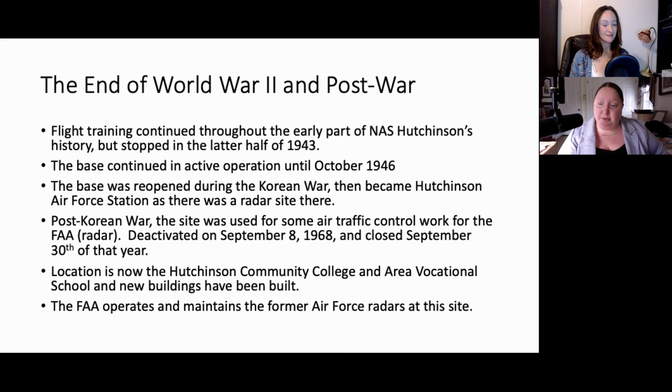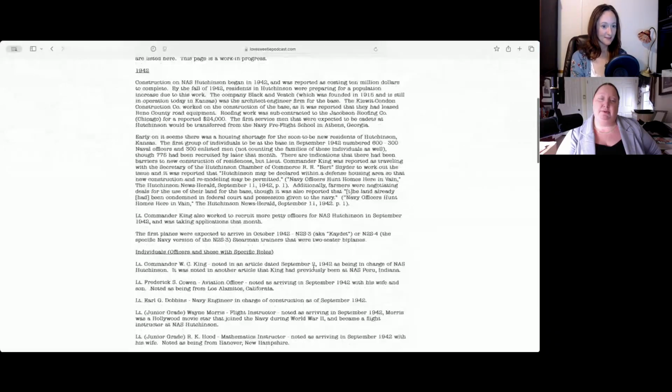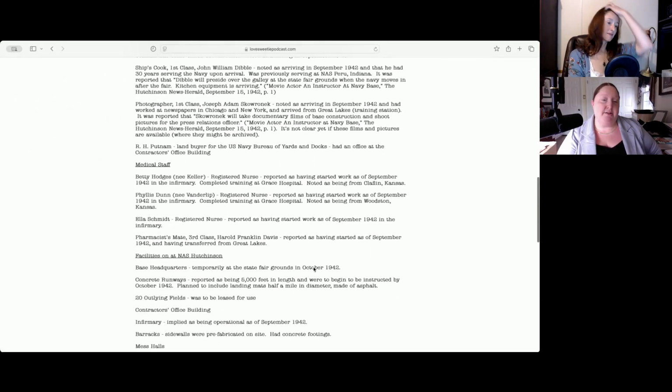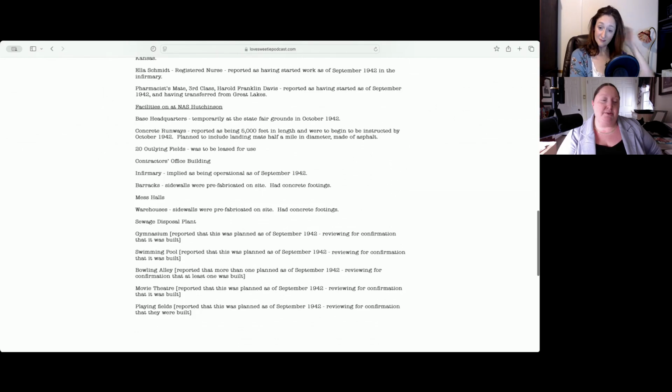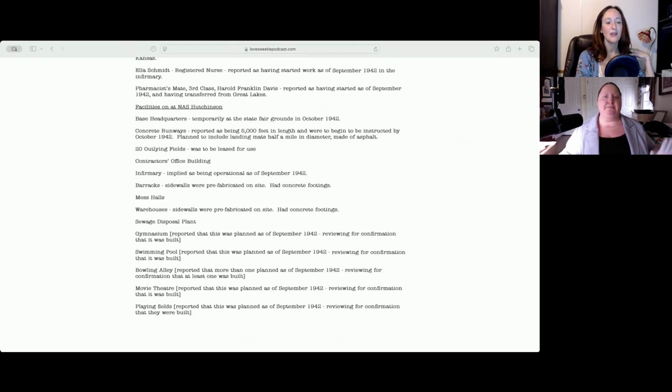Now, that brings up a really good point here, and I can bring that up on the website and show you some of the work in progress that I've continued with on that NAS Hutchinson page from the Sweetie podcast. I was able, because I thought it was important to give sort of an idea, from the newspaper articles, I'll make my screen a little bigger here, to be able to identify, as the newspaper was reporting that things were being built, to document that they were built. So we know at minimum, here's the buildings that were there. We have the headquarters. And that was temporarily before everything was operational.